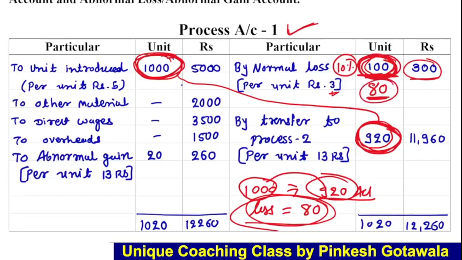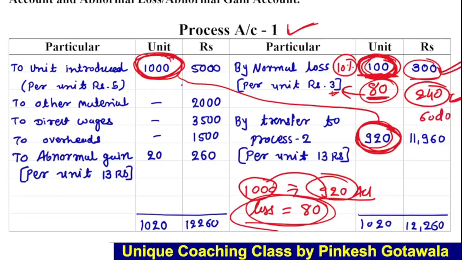So what happened? Their normal loss sale will now be decreased, because actually 80 into 3 will be 240. So the 300 effect that they gave, actually it will not be 300; actually it is 240. So here, due to this, their normal loss sale will be down. 300 became 240. How much down? 60 down.